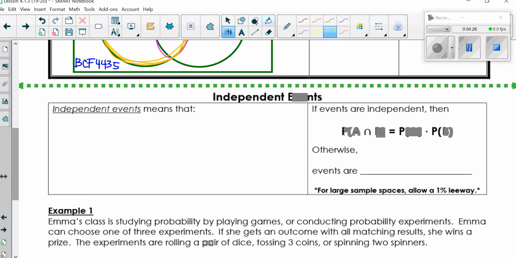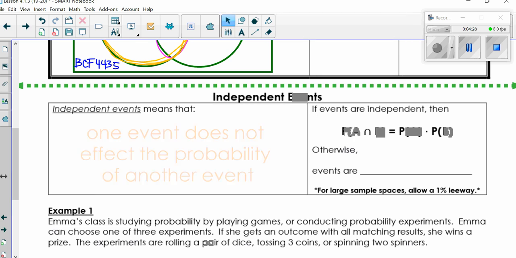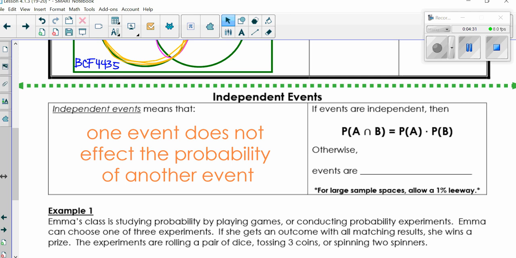Independent events. Independent events means that one event does not affect the probability of another event. And that's the really important part right here, does not. Okay, so go ahead and fill that in. One event does not affect the probability of another event. Okay, so independent events, just to give an example, would be like it's raining outside and I stubbed my toe. Those are independent events because it's raining outside did not cause me to stub my toe.